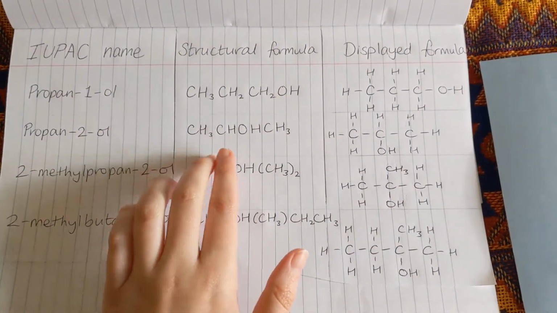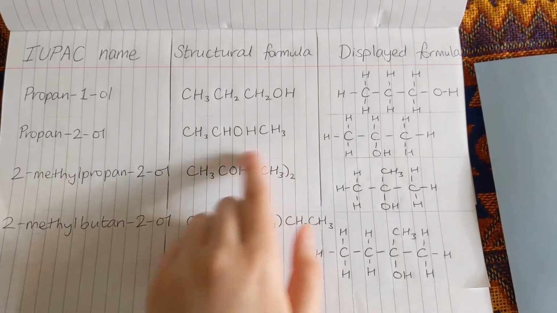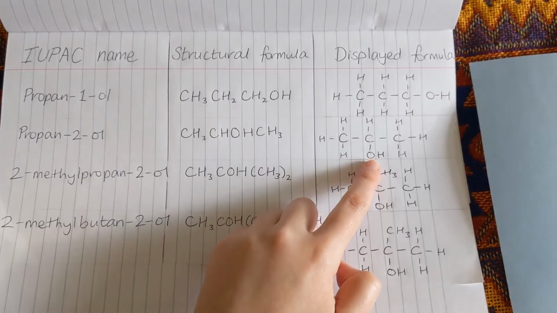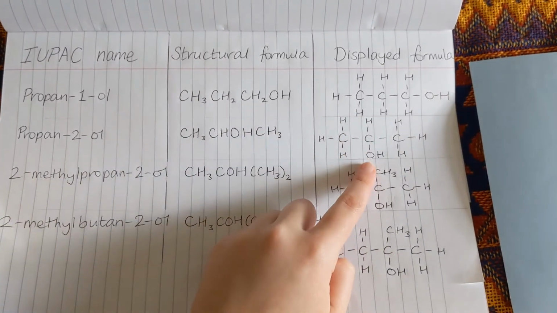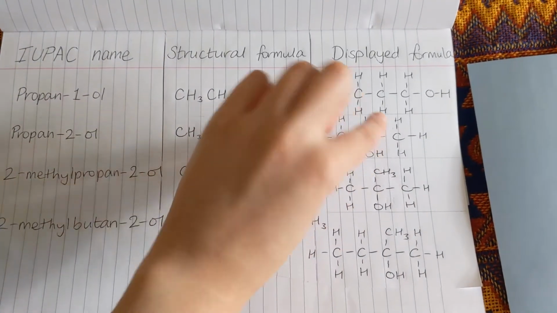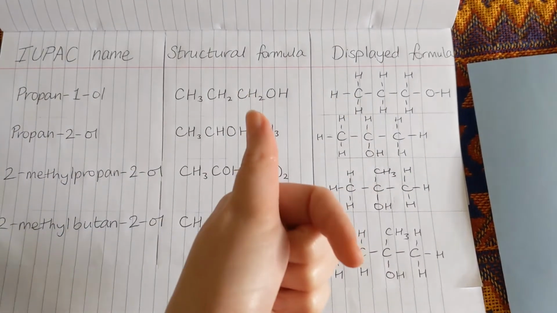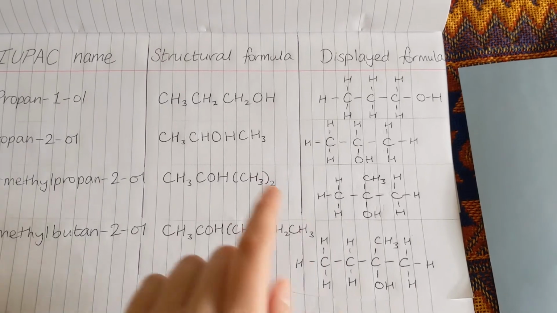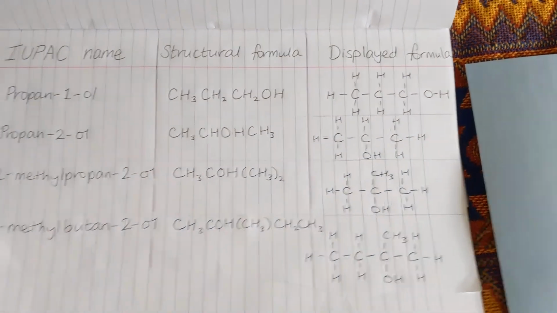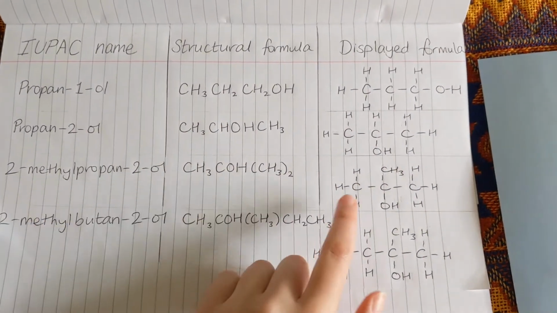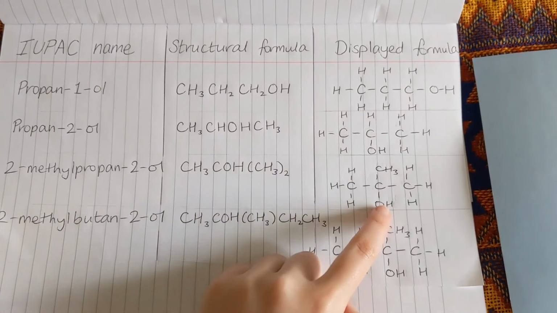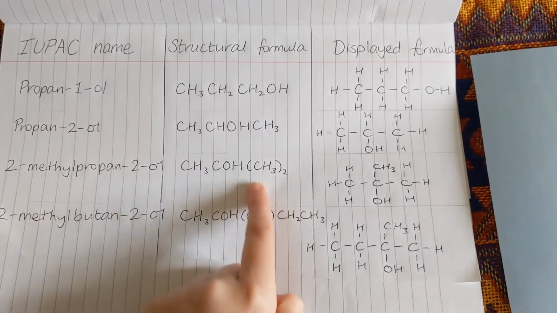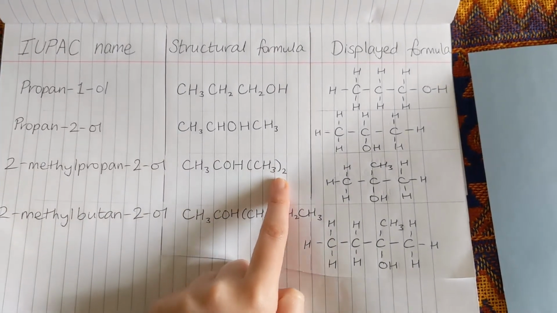Same with propan-2-ol, CH3, CH, OH. Now it doesn't matter if the OH is on top and the hydrogen's on the bottom, because single bonds rotate, the molecule flips. It's a 3D molecule, it doesn't make any difference. And then CH3 on the end. Then for this one, CH3, COH, that's this one. We have CH3 in brackets and a 2 outside.